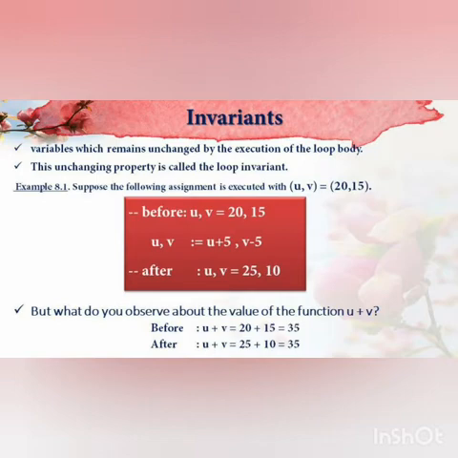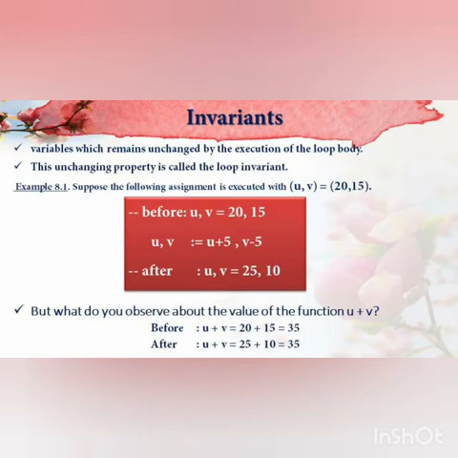Now, let's see the example of invariance. What do you mean by invariant? Even if the value of a variable changes, the property of the variable will not be changed. That is called the invariant. So, the property which remains unchanged by the execution of the loop body is called the loop invariant. Example, consider the assignment executed with u, v equal to 20, 15. Here, we have two variables, that is u, v. The value of u is 20 and v is 15.